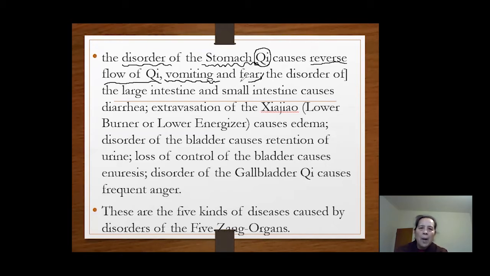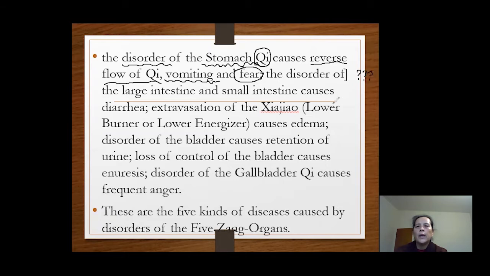So about the fear part, it is in the Huang Di Neijing. But for many, many years, the doctors have put a lot of question marks on the fear part.